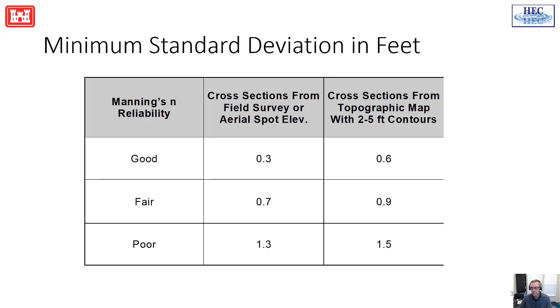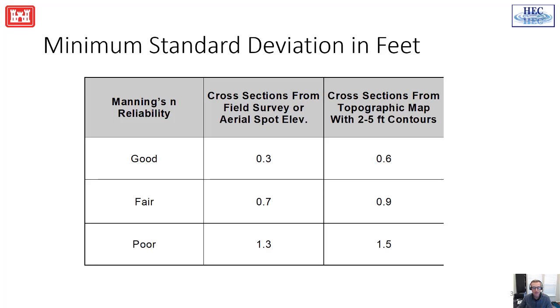The values in the table represent standard deviations of error in stage at design level discharges, for example, the 1% chance event. Standard deviations for events less than the design level will decrease as you go towards zero flow. Standard deviations for events greater than the design levels may be equal to or higher than what is shown in the table above.